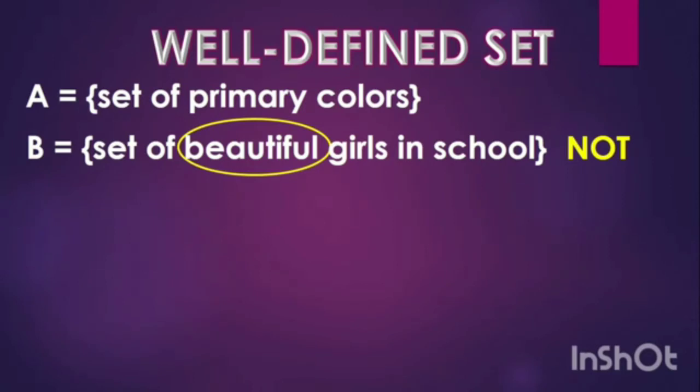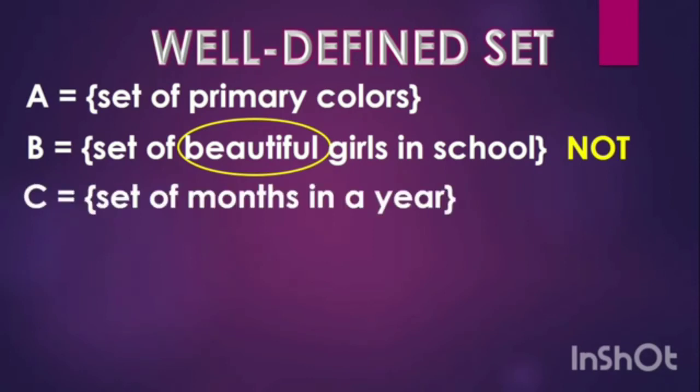Okay, tip. Malalaman natin well-defined siya if the adjective is present in a given set. So, dito, yung beautiful, that makes the set not well-defined. So, yan ang tatandaan natin. Next, set C, set of months in a year. So, we all know that that is from January to December. So, this is a well-defined set.